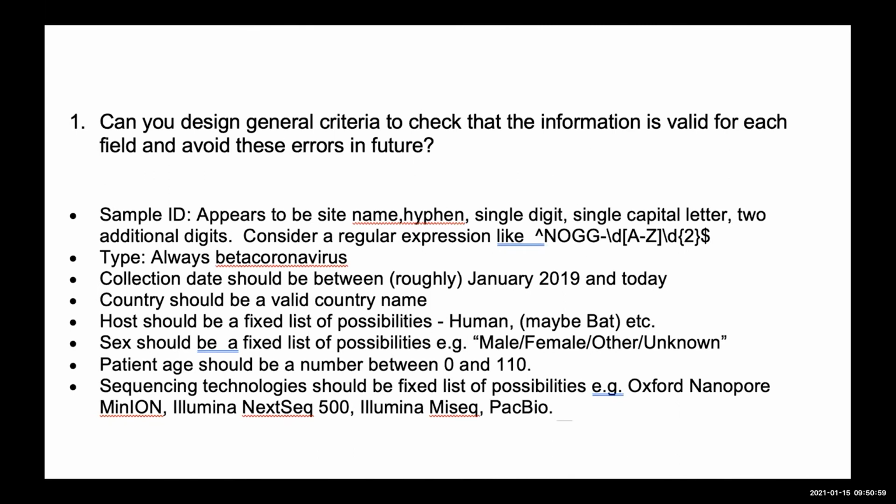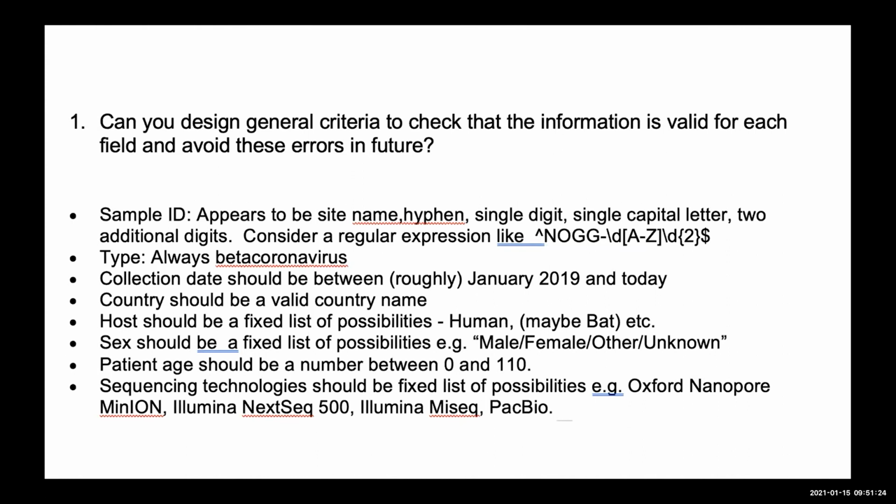The type is always a beta coronavirus. You should have restrictions on the date, restrictions on the country and the host and the sex. That's easy, just have a list of possibilities for that. Patient age should have a specific range and should always be a number. And then there should be a fixed list of sequencing technologies, and that would catch all of the errors in the table.